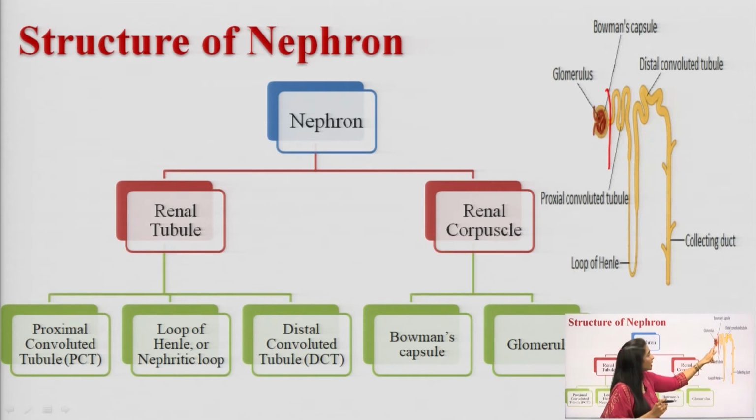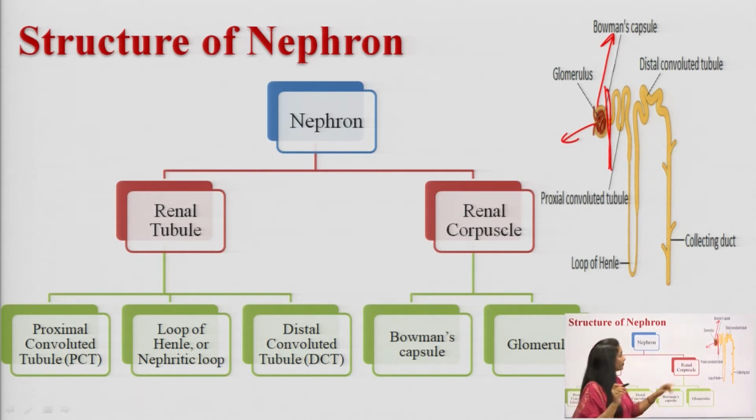What does the renal corpuscle consist of? So, the renal corpuscle consists of only the glomerulus and Bowman's capsule. If I am talking about the renal corpuscle, it consists of mainly two parts: one is the glomerulus and the second one is Bowman's capsule. And the second structure is the renal tubule. In the renal tubule, you can see the proximal convoluted tubule, loop of Henle, distal convoluted tubule, collecting duct. Okay.